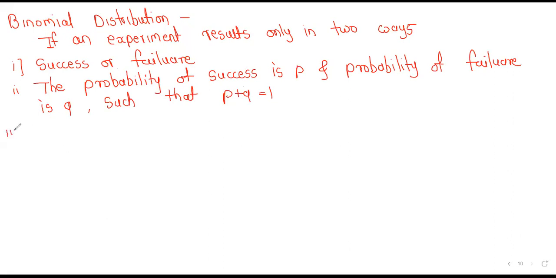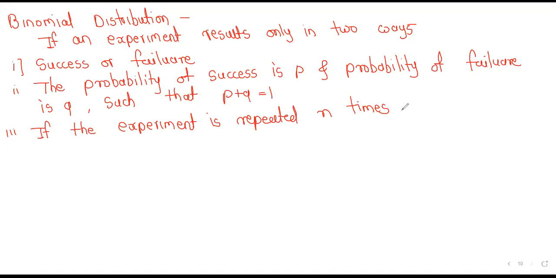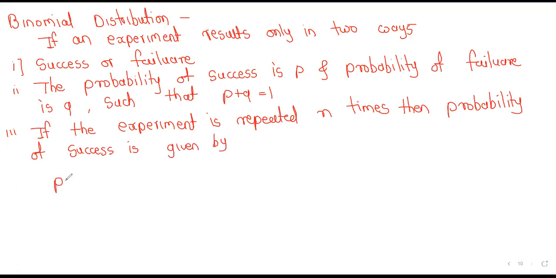Okay. Third is, if the experiment is repeated n times, then the probability of success is given by P of x is equal to R, that is probability of x is equal to R is equal to NCR P raised to R into Q raised to N minus R. This is the binomial distribution.